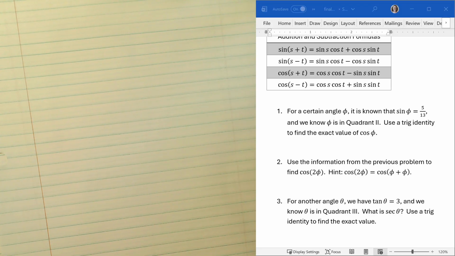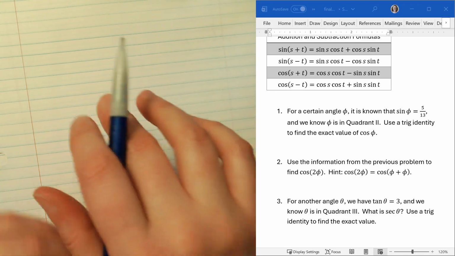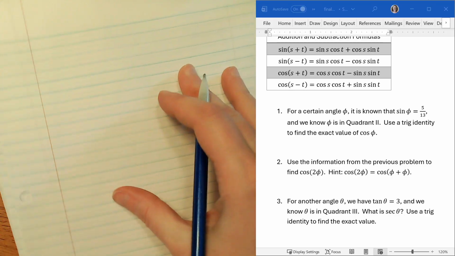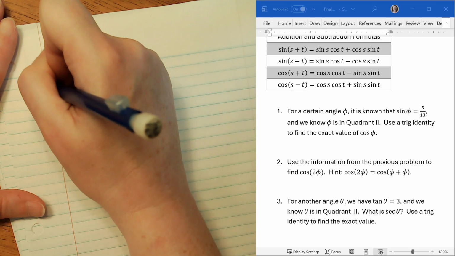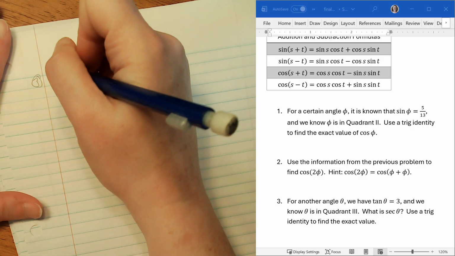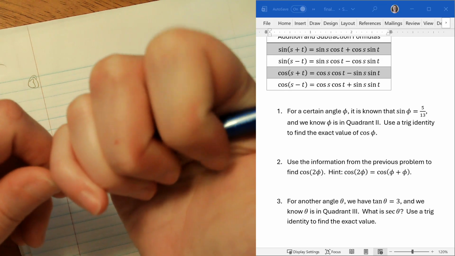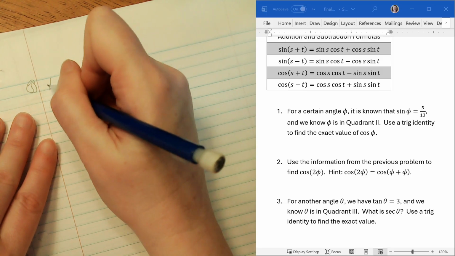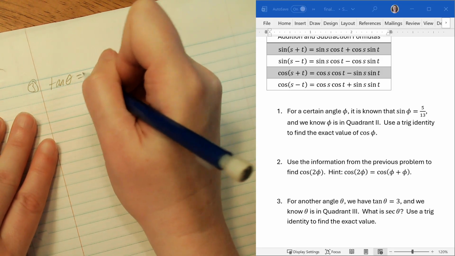For another angle theta, we have tan theta equals 3, and we know that theta is in quadrant 3. What is secant theta? Okay, so the clues that we're given about theta are tan theta equals 3.